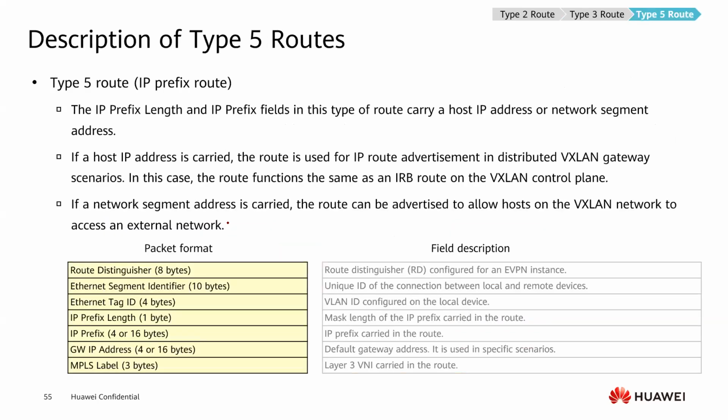And at the last, it is the type 5 route. You can just consider the function is the same as MPLS routes. You can find that it will carry the IP prefix, and it will carry the MPLS labels. It is a level 3 VNI.